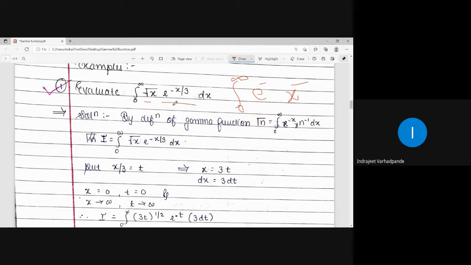So the very first example I have is integral 0 to infinity root x into e to the power minus x by 3 dx. By definition of gamma function, gamma n is integral 0 to infinity e to the power minus x into x to the power n minus 1 dx. In what form do I have to bring the original given question and the integrand? In the form e to the power minus x into x to the power n minus 1 dx.